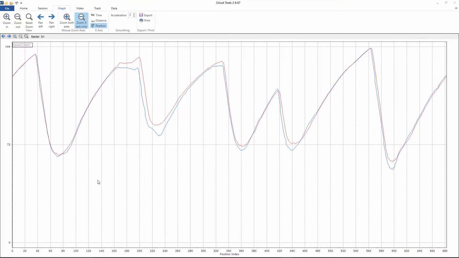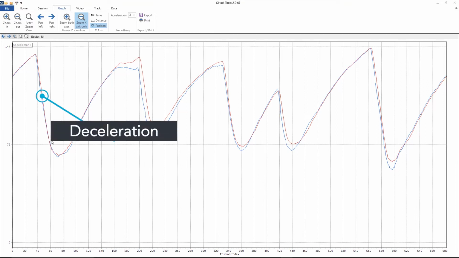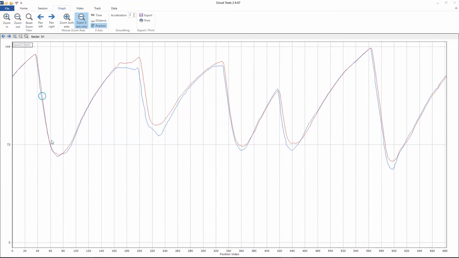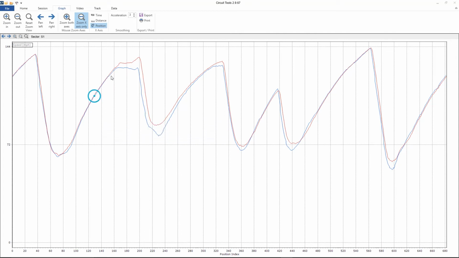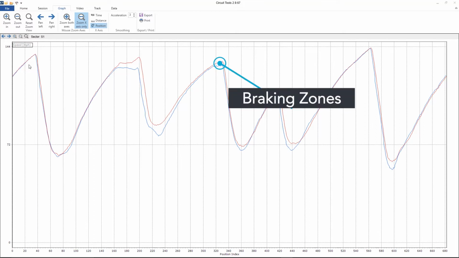There are 4 main points that I'd like to cover regarding the speed trace. Number 1. If the graph is going down, this indicates that we are in a state of deceleration. Number 2. If the graph is going up, this indicates that we are in a state of acceleration. Number 3. There are 5 peaks to this graph, and these are the areas at which we're transitioning from a state of acceleration to a state of deceleration. In other words, these are our braking zones.